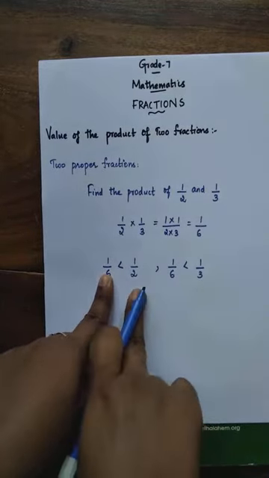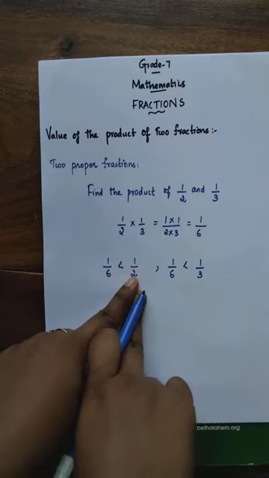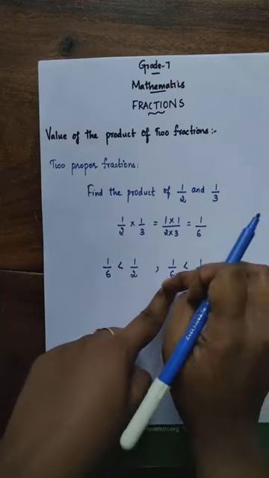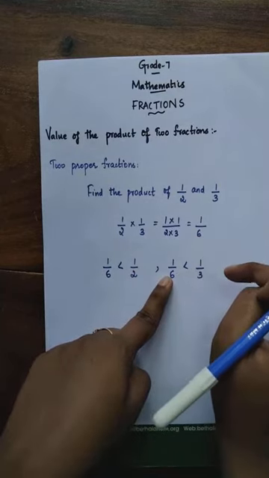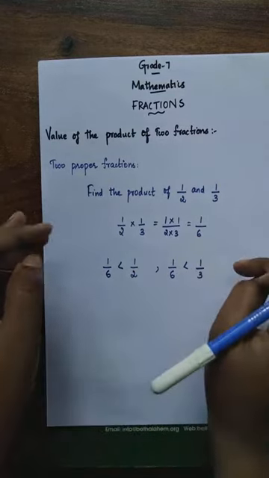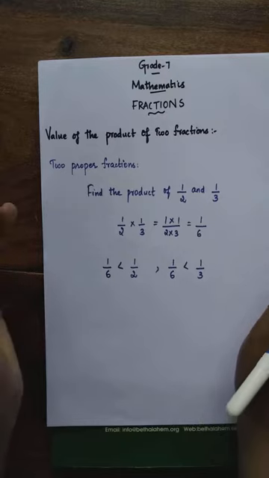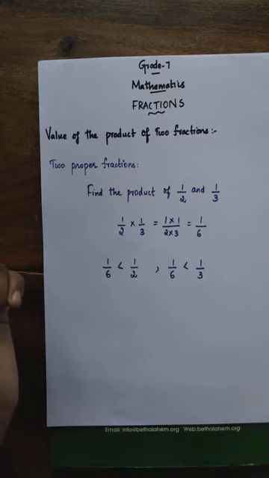First take the 1 by 2 value. Which one is greater? 1 by 2 is the greater number. So next take 1 by 3 and take the product value. Here also 1 by 3 is the greater fraction. So when two proper fractions are multiplied, the product is less than each of the fractions.